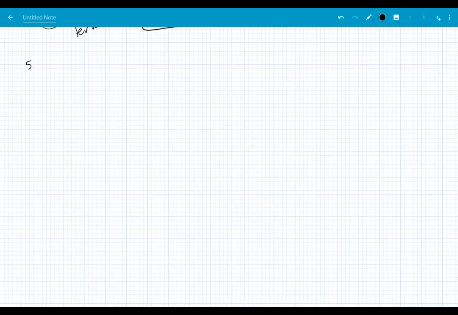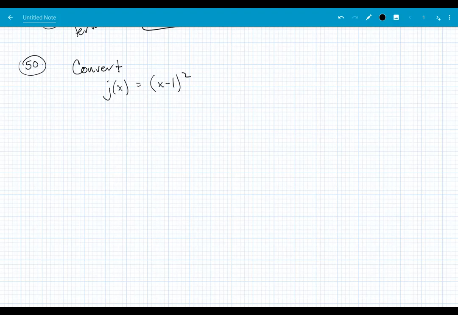So for number 50 now. Same thing, convert. So what we're converting here is j of x is equal to x minus 1 squared plus 4. So like I said, first thing that we want to do is x minus 1 squared. So we're going to break that apart. We want to FOIL this.